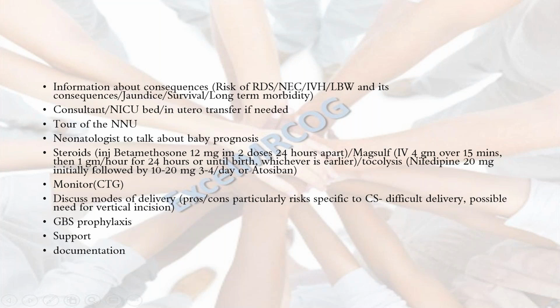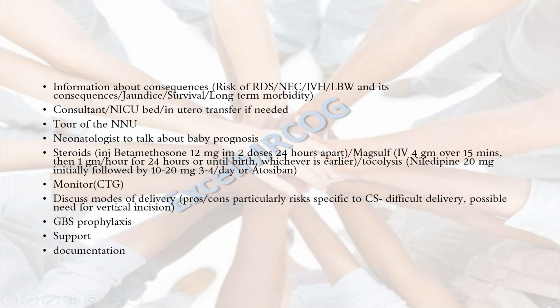Then steroids, tocolysis. When you mention steroids and tocolysis, you also need to mention the doses in the structured discussion. Betamethasone 12 milligram, 2 doses, 24 hours apart, and tocolysis nifedipine 20 milligram initially, followed by 10 to 20 milligram, 3 to 4 times a day. Nifedipine is preferred, or atosiban. Then magnesium sulfate, if she's in advanced labor, then you offer magnesium sulfate. The dose would be IV 4 gram over 15 minutes, then 1 gram per hour for 24 hours or until birth, whichever is earlier.